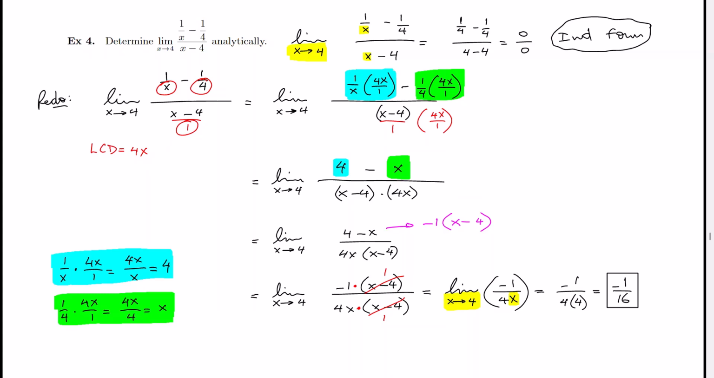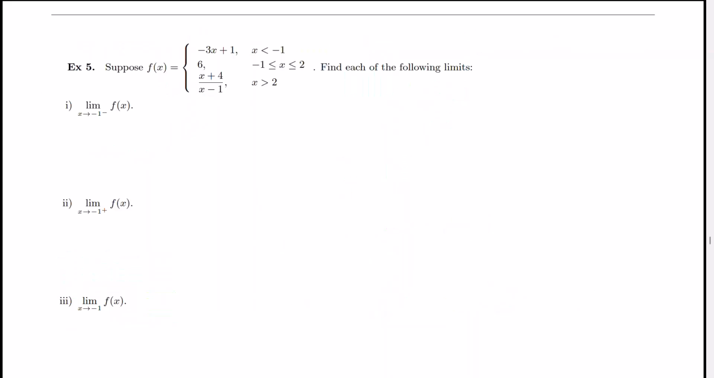Now I want to add that this method works even if my limit had x approaching 4 plus or 4 minus. Doesn't matter if these little powers were here. It doesn't have to be a straight up limit x approaching 4 every time. It could work if you have a 4 plus or 4 minus. That's what we're going to be demonstrating on this next page.